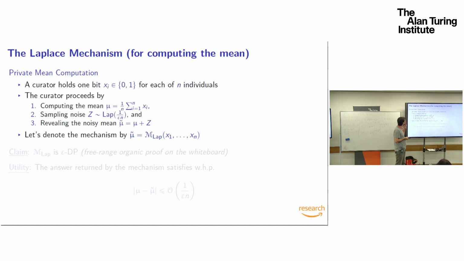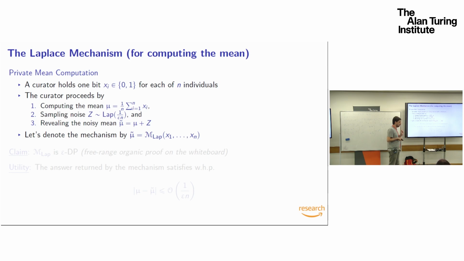So how can we go about doing a private mean computation? Well, let's assume we're in a slightly different setting. A curator, which is somebody we trust, has already collected the answers of many people of whether they like or not Justin Bieber. These are the xi's from before. So again, we have n individuals, but now a curator holds the truthful answers. And all the curator wants to do is compute this average number of people in the population that like Justin Bieber, and release an answer that is going to be private.